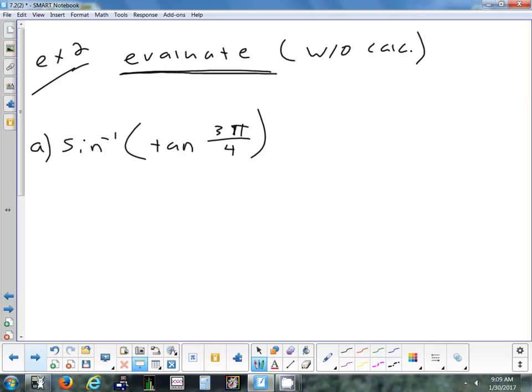So let's evaluate it. If they ask you to do it without a calculator, then this number right here has to be something nice. It's got to be a multiple of 30 or 45. I would not ask you to evaluate without a calculator if this wasn't a multiple of 30 or 45. Just like last time, even though the inverse isn't on the inside, that's what I'm going to start with. I want to figure out the tangent of 3 pi over 4. That's what I want to know first. And then if I can figure that out, I'll work my way to figuring out the inverse sine.